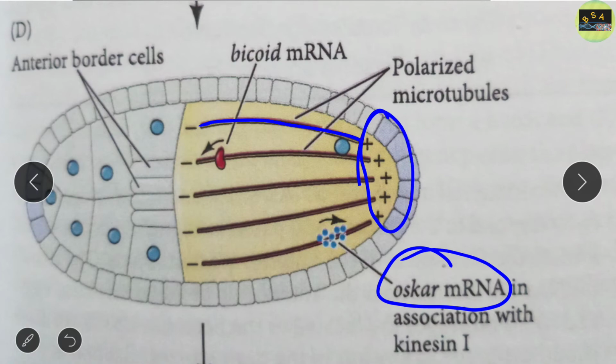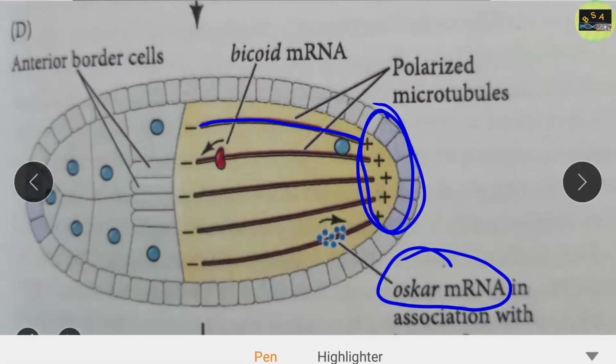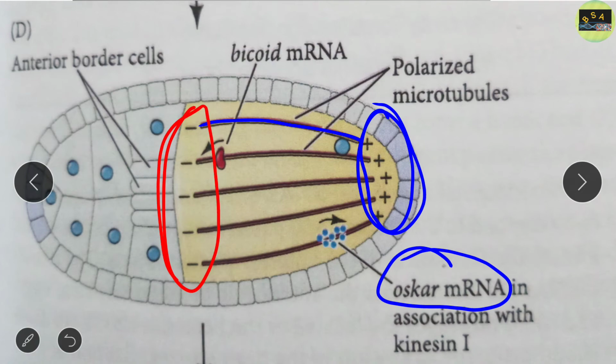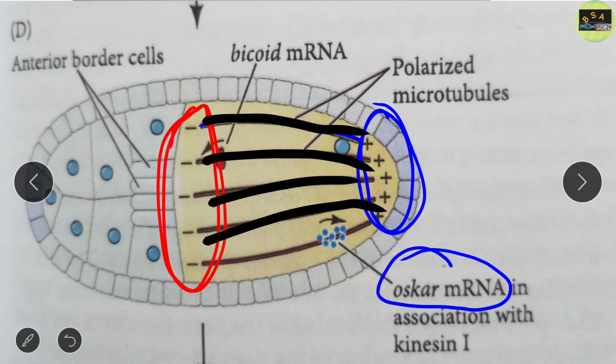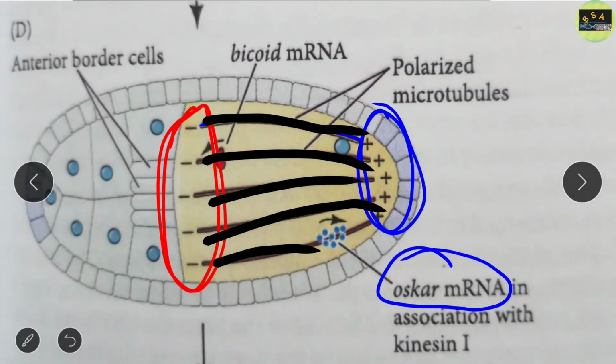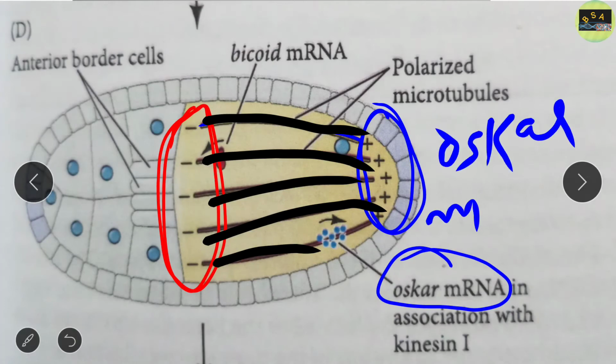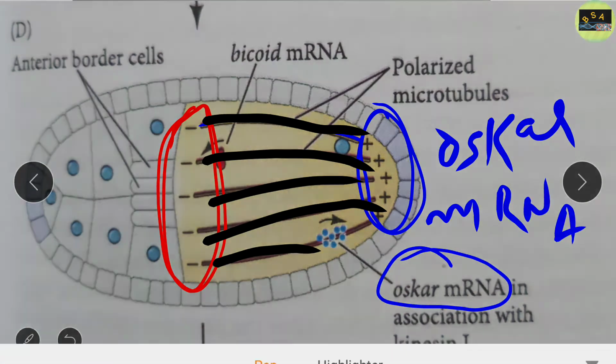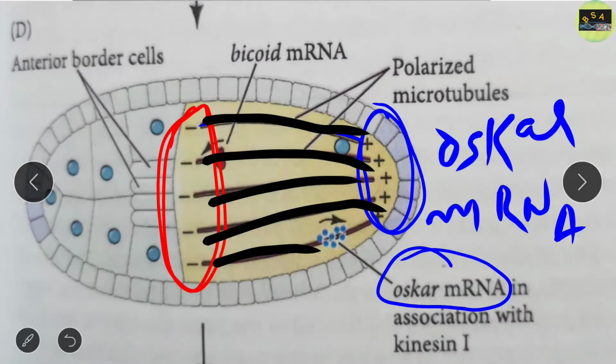So this is the posterior end of the oocyte, and this is the anterior end of the oocyte. From anterior to posterior, one message is transported. This message is known as Oskar mRNA. Please note it down. Oskar mRNA. Clear?